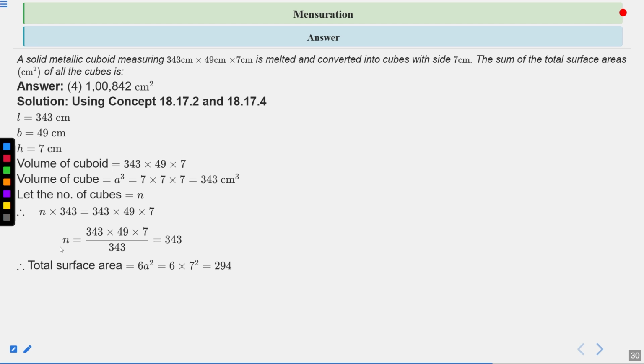So the total surface area will become 6a square, and we know that a is given, which is 7. So we can calculate 6 into 7 square, which becomes 49 into 6, which equals 294 square centimeter. Now we can calculate the total surface area of the 343 cubes. So 1 cube has the total surface area of 294 square centimeter. So when we multiply it, we get 1,0842 square centimeter. So fourth one is the correct answer of this question. Next one.